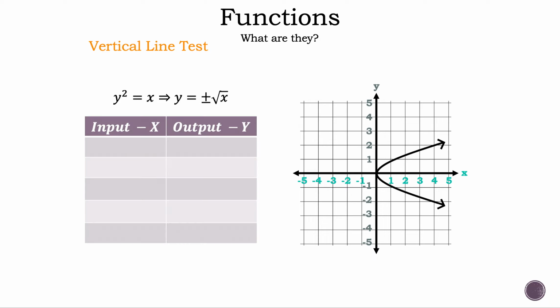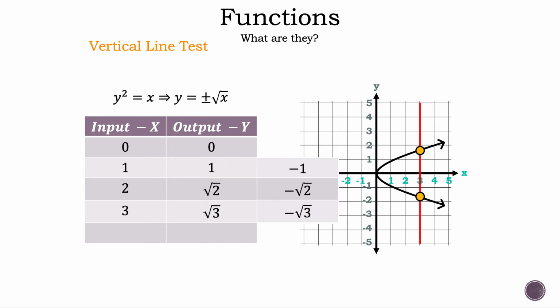Let's create an xy table and put in our first point, 0, 0. If we draw a vertical line at that point, it does cross only once, but that is the only time. If we move the line to the right, it crosses the graph at 1, 1 and 1, -1. It will continue to cross the graph twice each time we move the line, whether it's here, or even here.